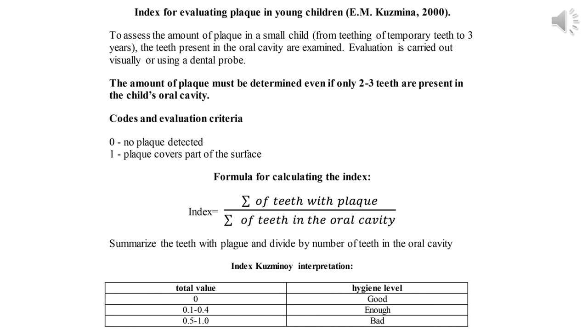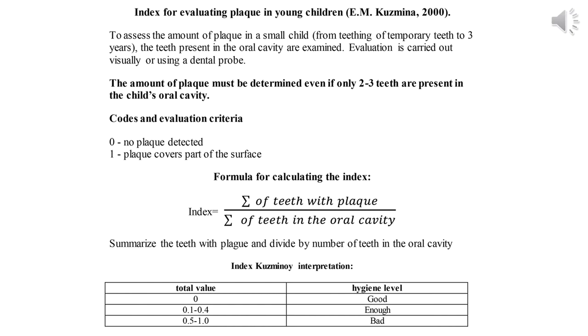The Kuzmina index is calculated for children under 3 years old. By the age of 2.5, all baby teeth should erupt in a child. However, patients also come when only a few teeth have erupted. The level of hygiene must be calculated even if only 2 teeth have erupted. For example, a child has 12 teeth erupted by the year.